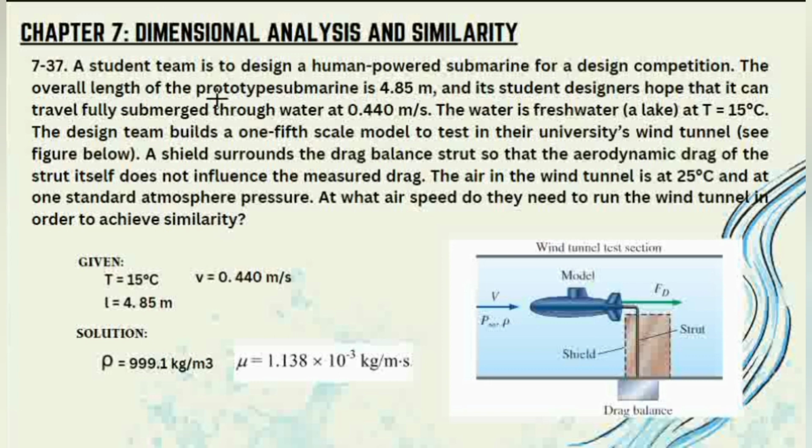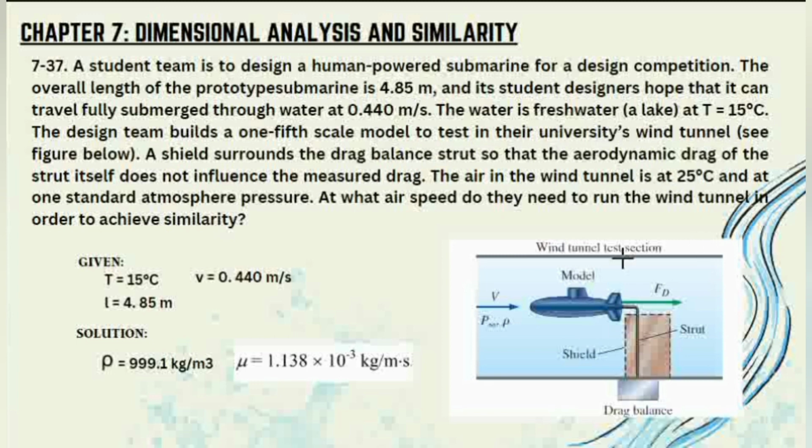The overall length of the prototype submarine is 4.85 meters, and its student designers hope that it can travel fully submerged through water at 0.440 meters per second. The water is fresh water, a lake, at a temperature equal to 15 degrees Celsius. The design team builds a 1/5 scale model to test in their university's wind tunnel.